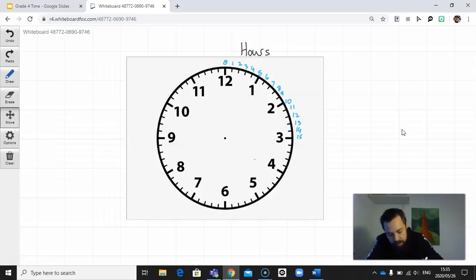But I wanted you to notice that each of the hour hands in minutes is in the 5 times table. So you can see we've got 0, 5, 10, 15. So we know this is going to be 20, 25, 30, 35, 40, 45, 50, 55, and we don't go to 60 because the next one is 0.